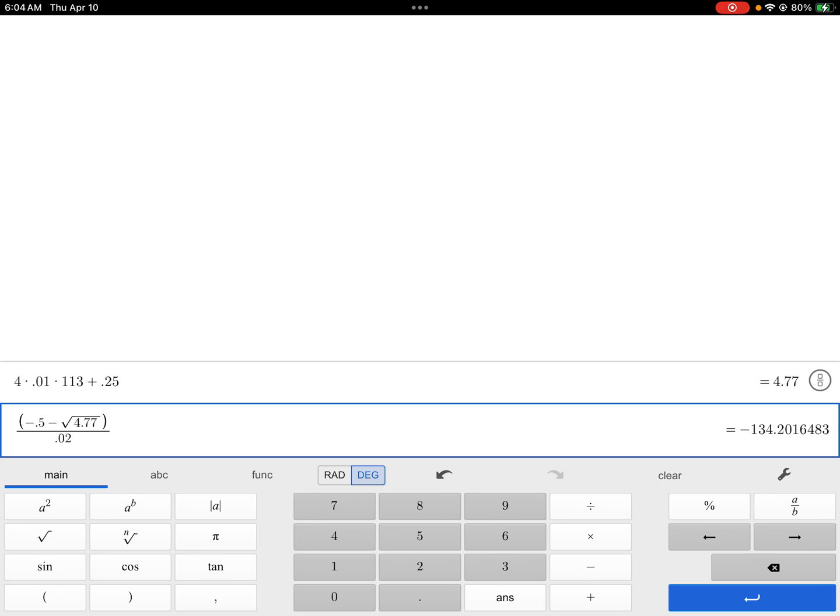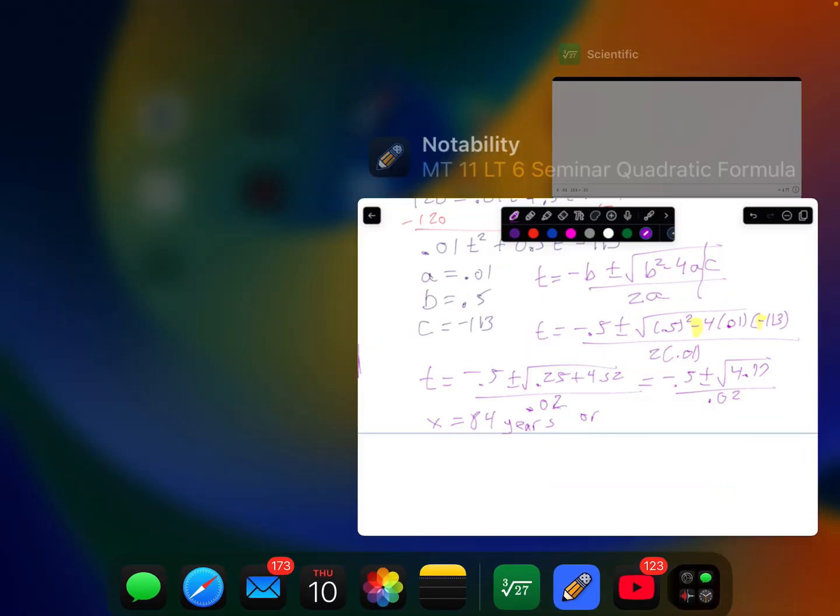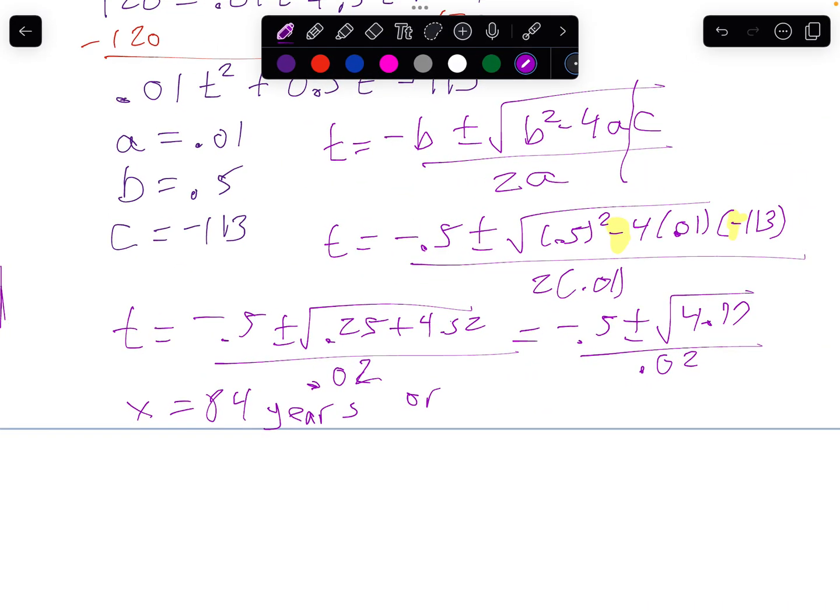Now that's the answer to the quadratic, but is it an answer to the problem? Can a woman be negative 134 years? No. So when we do these formulas, you have to answer within the context of the problem. So in other words, our answer is about 84 years to be a healthy individual.